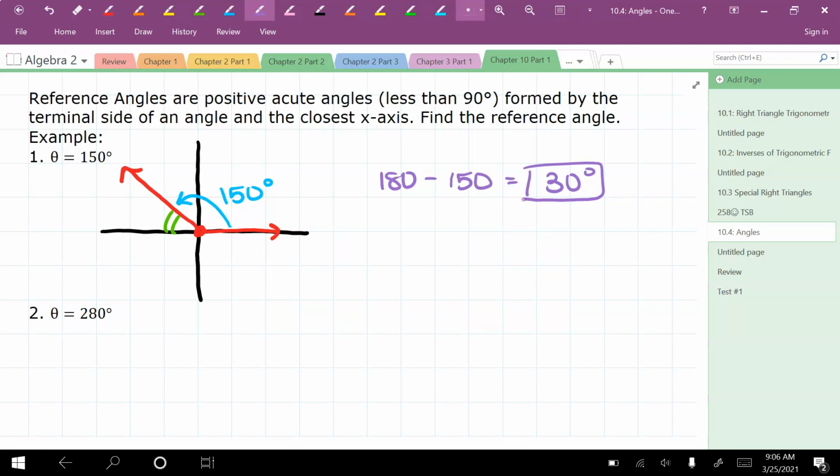Okay, you guys try to do number 2. Graph 280 and then figure out how much is left in between the terminal side and the closest x-axis side.